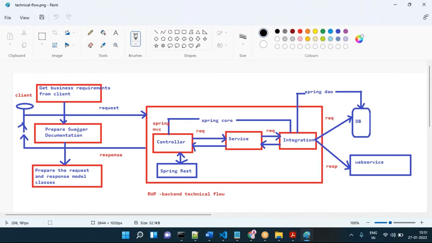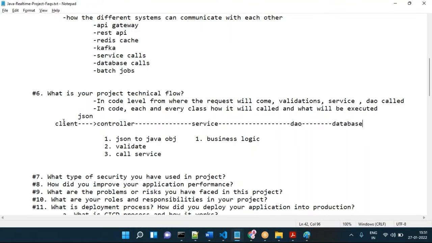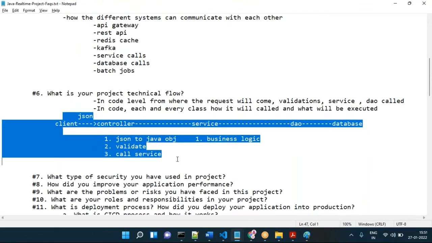If your backend is a database, in the integration layer you will write the DAO. If your backend is a REST service, the integration layer will have code called service client code. If the backend is MQ, you will write MQ client code. If the backend is MQ like Kafka, write the Kafka client code. Ultimately, the integration layer is used to communicate with the backend system. Whatever your backend is, the corresponding client code you should write inside this integration, call your backend system and get the data. You have to explain very clearly, team, what your project technical flow is.